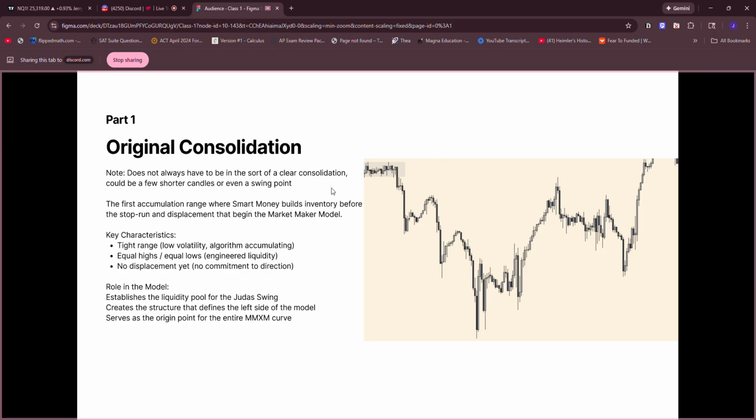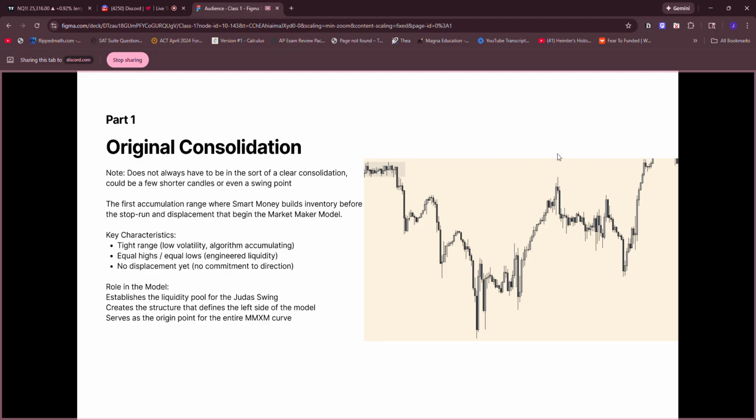So the original consolidation does not always have to be a clear consolidation like this. It could be we move up a little bit, a few short candles. But it can even be a swing point. So this first accumulation range is where smart money builds the inventory before the stop run and displacement that begins the market maker model. If you know anything about relative equal highs or lows, there is liquidity above this because retail sees this as resistance.